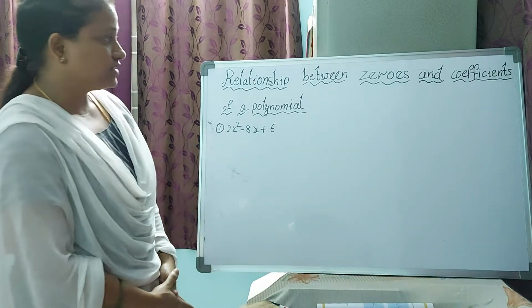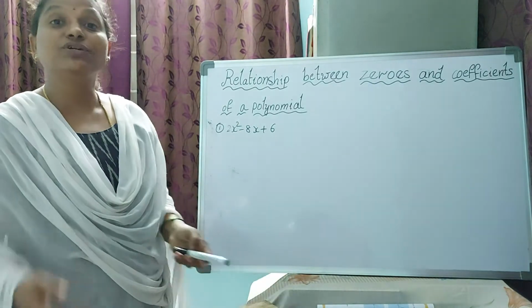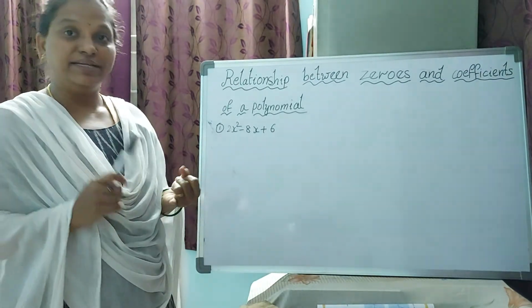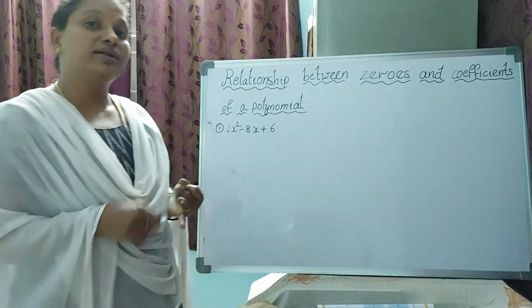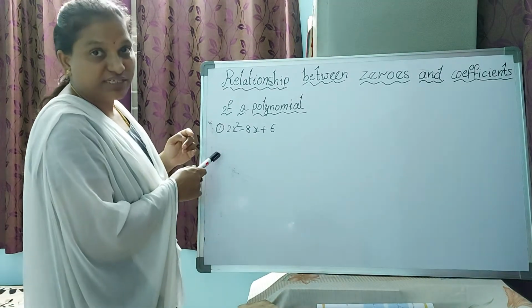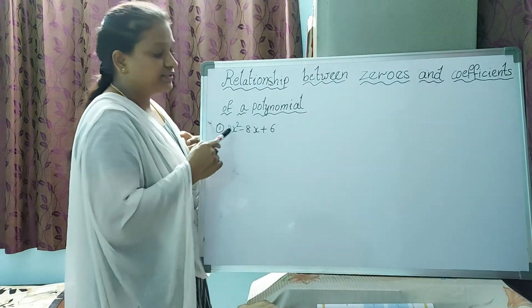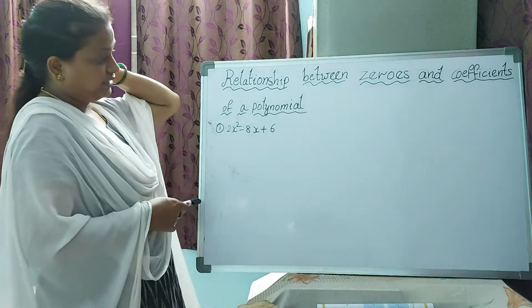Yesterday we discussed the zeros of a polynomial, the zeros of the linear polynomial and the quadratic polynomial. How do we find out whether it is a quadratic? By seeing the degree. If the degree is 2, then we can say that it is a quadratic polynomial.